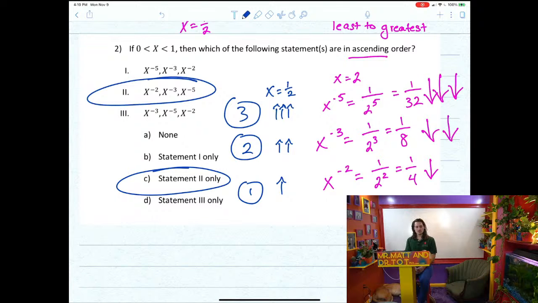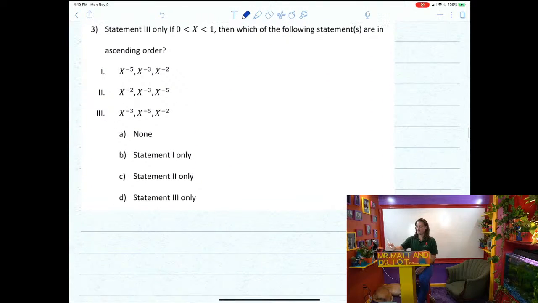If you have any questions, please let me know. If not, please take a look at question number 3.